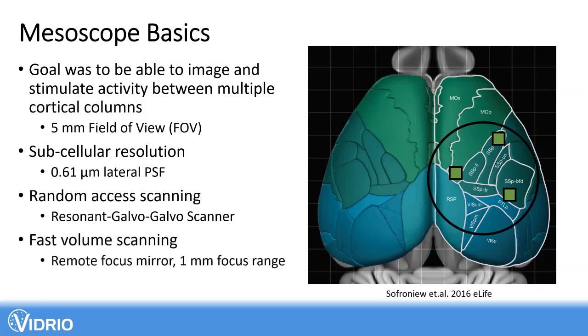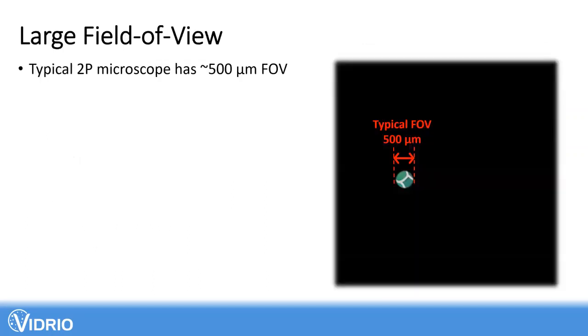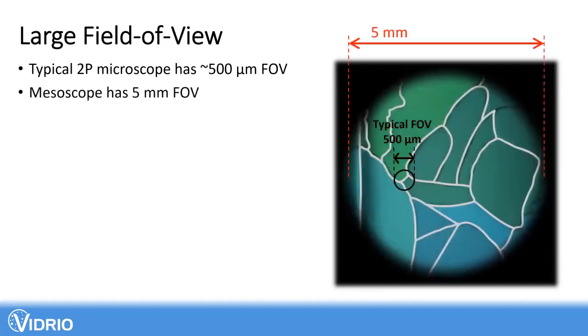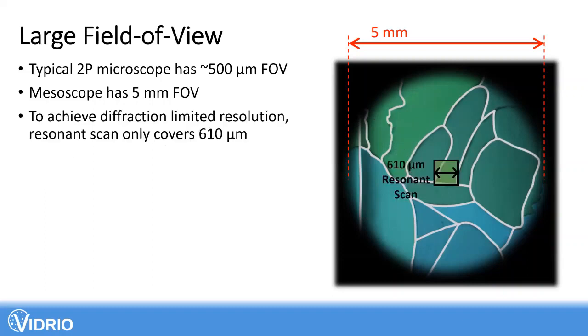Ultimately they combined this with volume imaging with remote focusing, so that they could do a 1 millimeter focus range with the remote focusing systems. The challenge here is that with a typical 2P microscope, you get about a 500 micron field of view. This has 10 times that, right? If you want to achieve diffraction limited resolution with the resonant scanner, you can only cover 610 microns in the lateral direction.